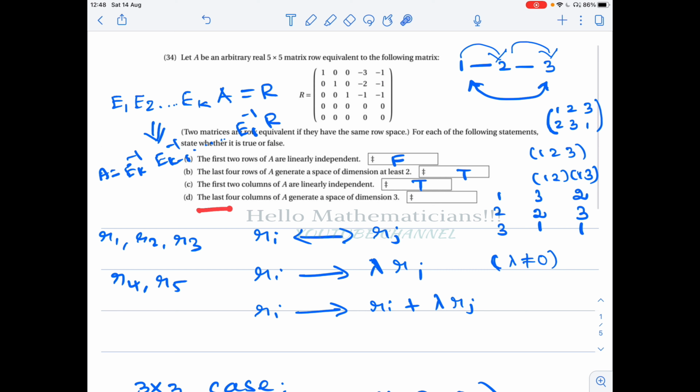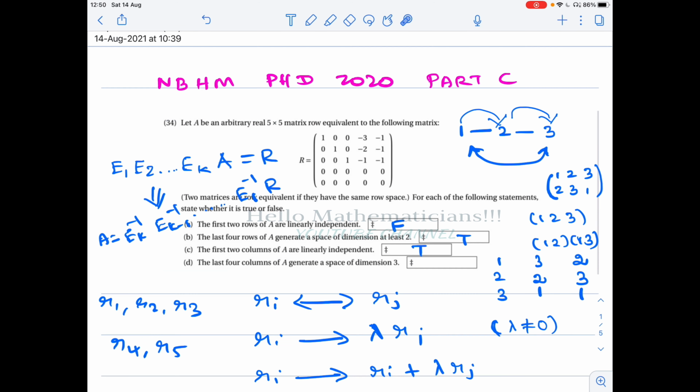Similarly, the last four columns of A generate a space of dimension 3. Here the last four columns of R generate a space of dimension 3. Now note that this is again an invertible linear transformation. Therefore, if this spans a space of dimension 3, its image will also span dimension 3. Therefore, the last four columns in A will also span a space of dimension 3. Therefore, that answer is also true.